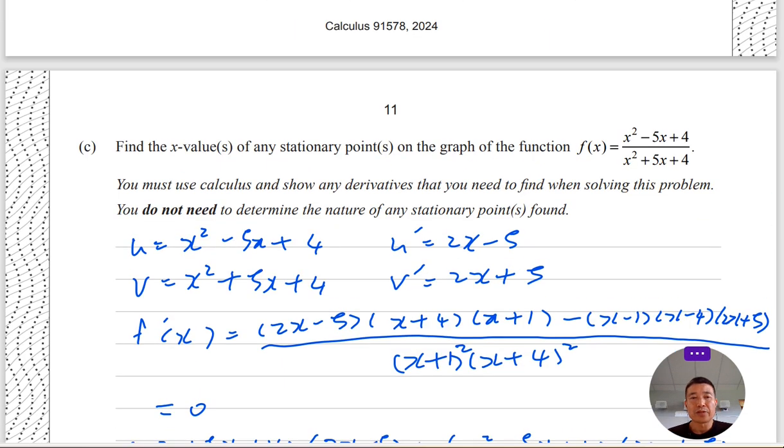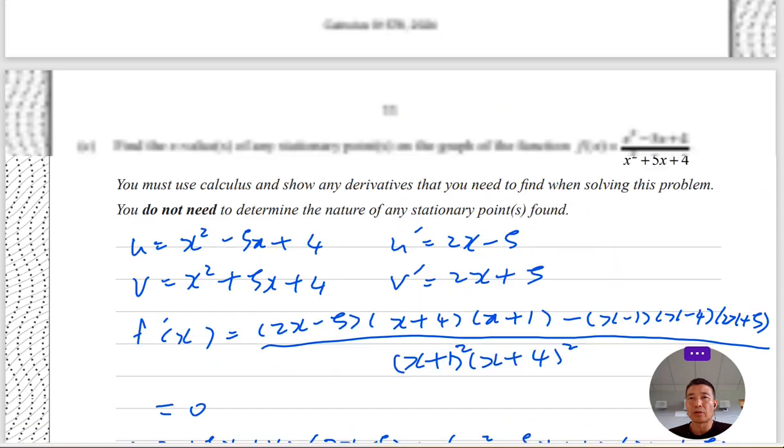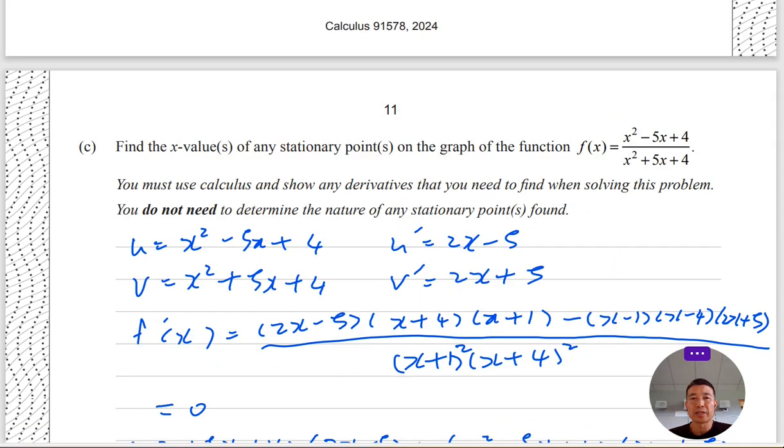So let's find it out. So first of all, f prime x is there. So obviously this is a quotient rule, isn't it?